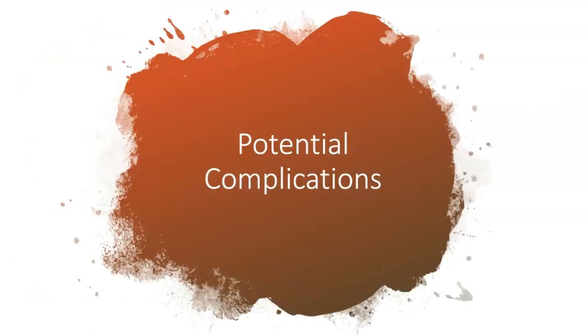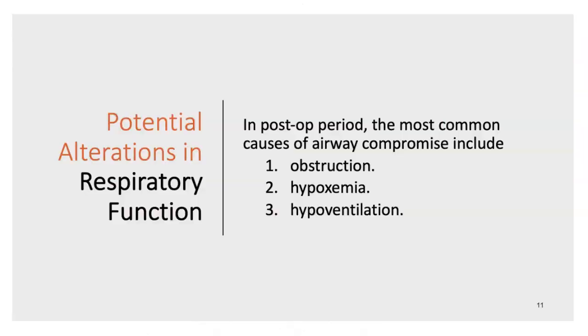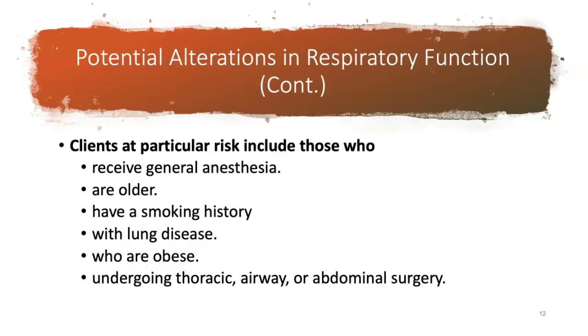So what are some of the potential complications? In the immediate post-anesthesia period, the most common causes of airway compromise include obstruction, hypoxemia, and hypoventilation. We're going by system here, so we're looking at the respiratory system. Patients at risk are those who have had a general anesthetic, are older, have a smoking history or lung disease, are obese, or who have undergone airway, thoracic, or abdominal surgery.